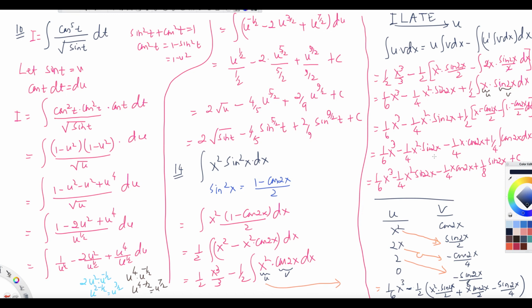Okay, so as I mentioned in the last video, sometimes you can use the table method. When can you use the table method? If the u function is a polynomial function whose derivative will end with 0 ultimately. Okay, and if the other function is easy to integrate, then you can use the table method as well.